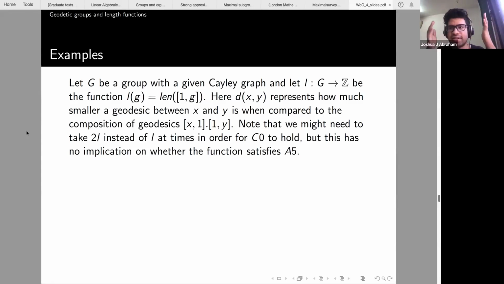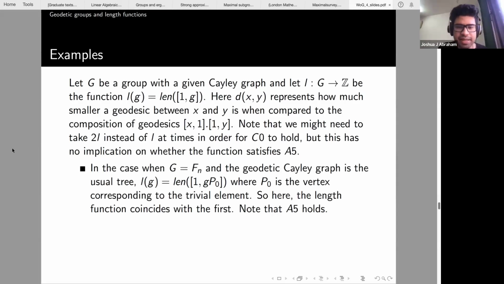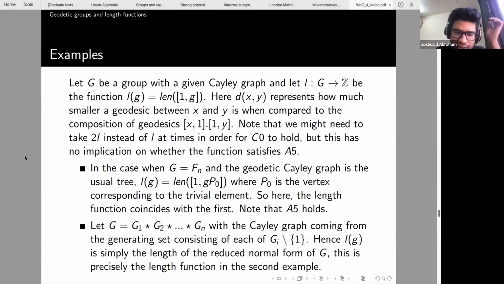But this has no effect on whether the function satisfies property A5 because you are scaling the whole equation by 2. So this function turns out to be a length function in the case of the free group because here the function that we just defined is exactly the length of the reduced word, and even in the case of free product of groups, it turns out that it is a length function, but we just have to multiply the function by 2 to ensure that d of xy is an integer.